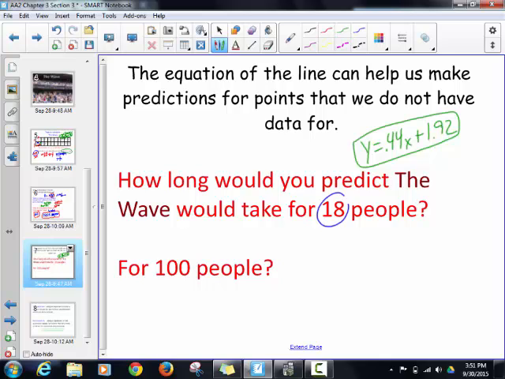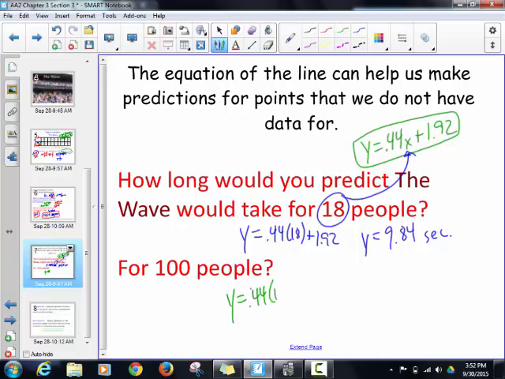The people were the x's, so I just plug in 18 for x. So y equals 0.44 times 18 plus 1.92. When I solve that in my calculator, I get 9.84 seconds. I can do the same thing for 100 people. I plug in 100 for x, 0.44 times 100 plus 1.92, and I end up with 45.92, so about 45.92 seconds. And we have terms for that.